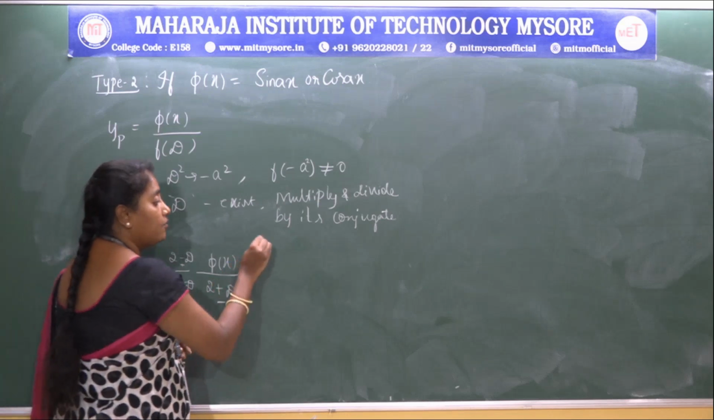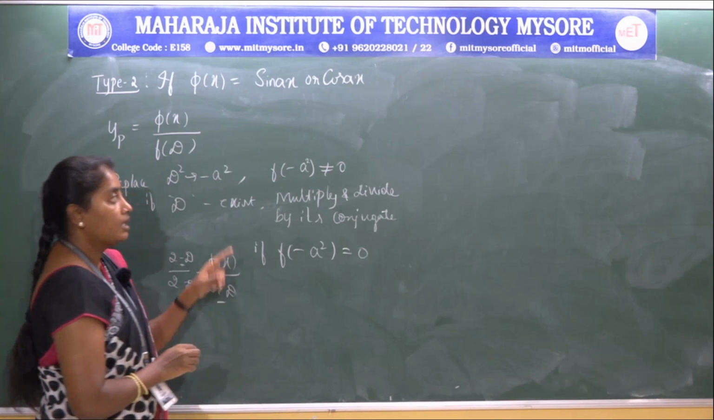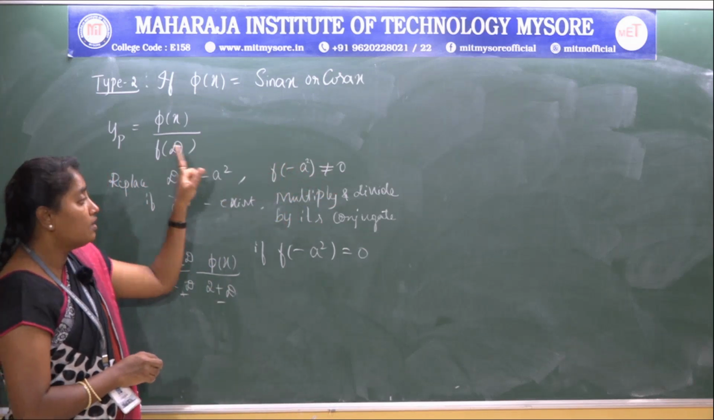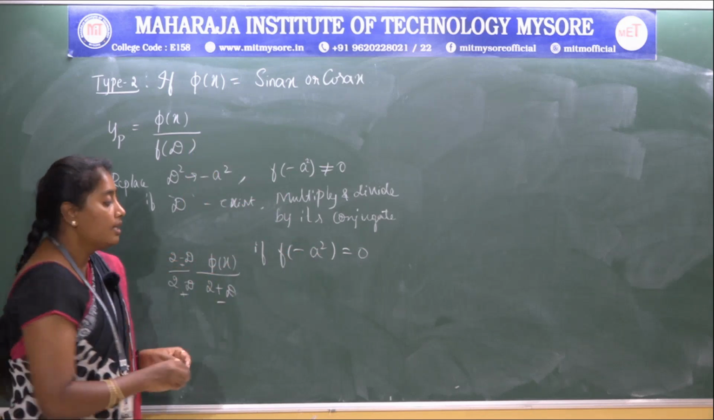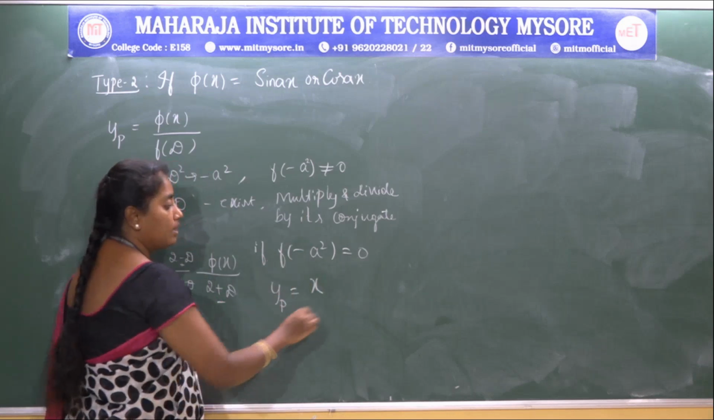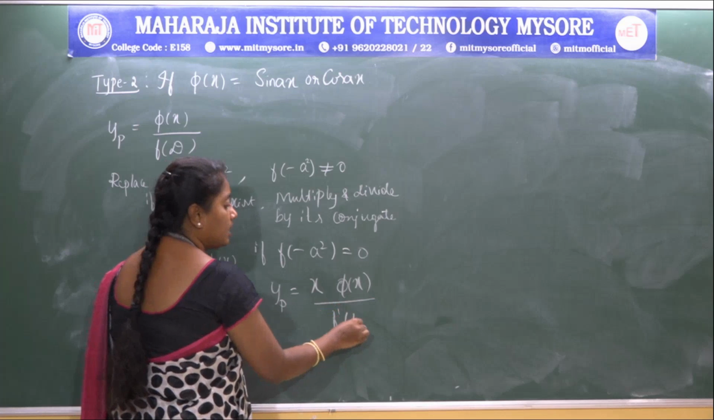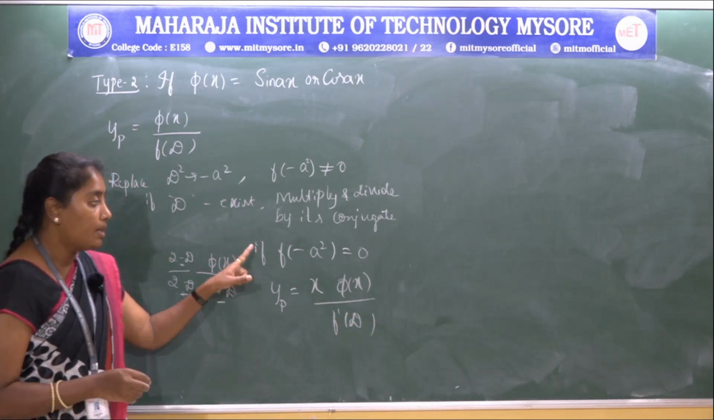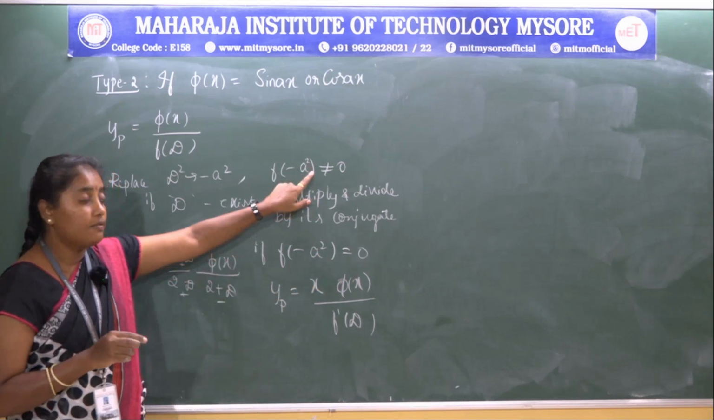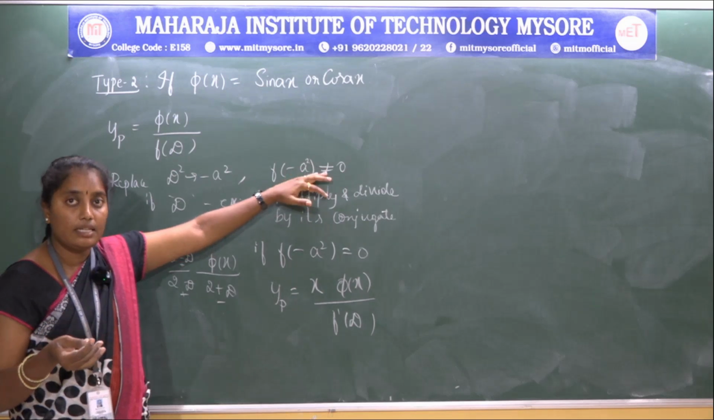In case f of minus a square is equal to 0, or if it is not equal to 0, this is the procedure. Suppose the denominator is equal to 0, then for yp we have to multiply x in the numerator for the phi of x function, and then we have to differentiate the denominator. We have to apply this procedure only if this term is equal to 0. If this term is not equal to 0 and the d term doesn't exist, this is the final solution.